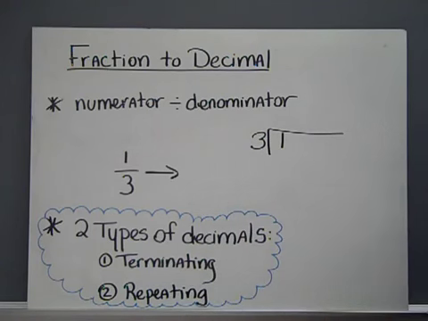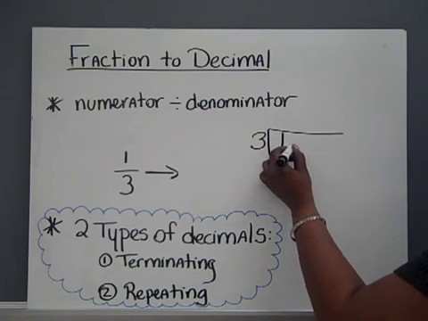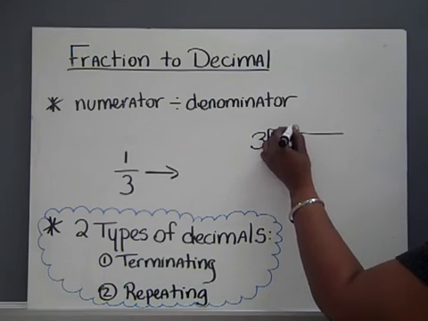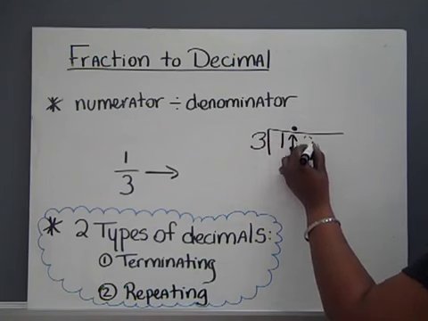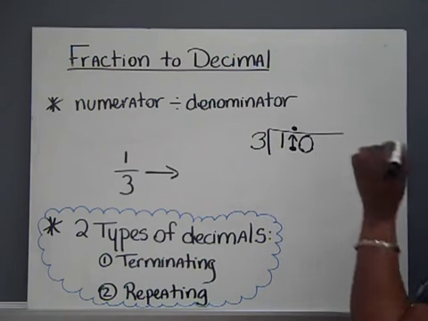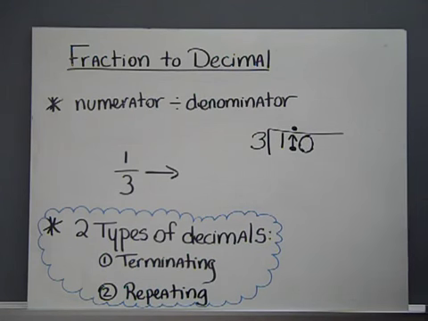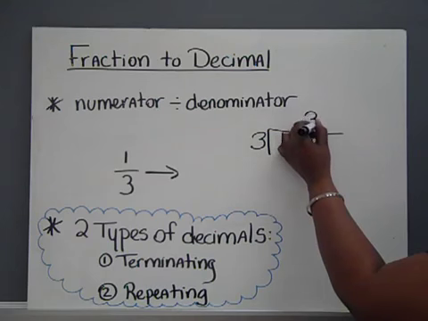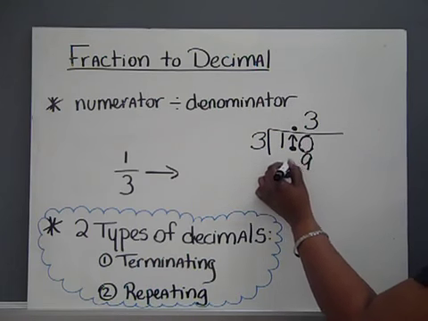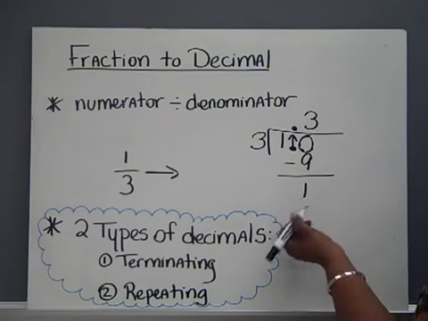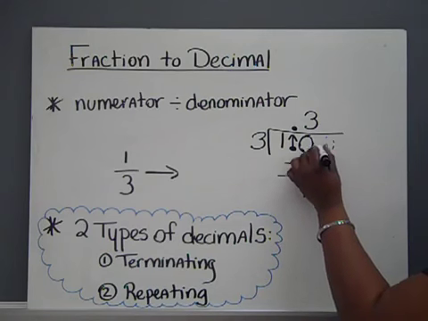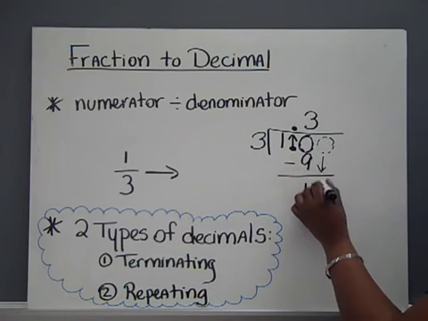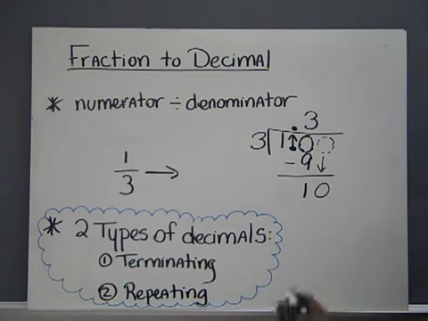Well, obviously 3 cannot go into 1, so you will add your decimal point. Bring it straight up, add a 0, and now you can divide. 3 goes into 10 3 times. I'm going to subtract, add a placeholder or a 0, bring it straight down, and continue dividing.